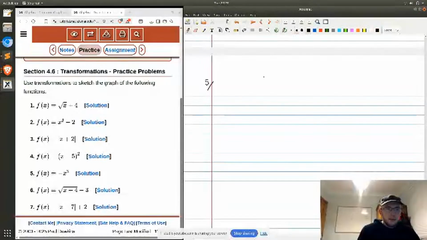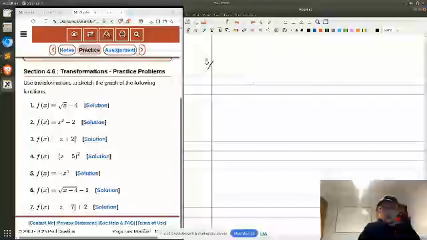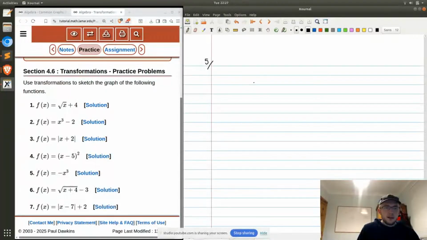For question 5, we have negative x cubed. That will be the regular x cubed graph, which climbs from the bottom left to the top right. It's an increasing function, and it has that sort of characteristic saddle shape. And this will be a reflection of that in the x-axis. So now it'll descend from the top left down to the bottom right.